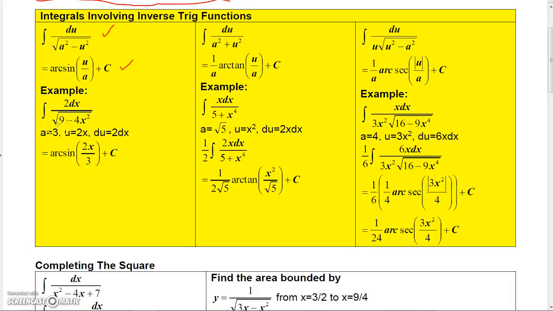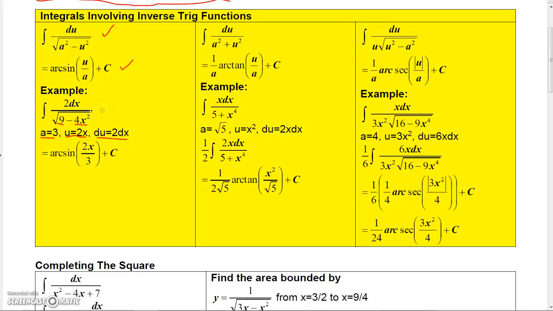Now, notice here that the denominator has a square root, and 9. It doesn't have to be a perfect square, because even if that was 8, we could say a was the square root of 8. But a would actually be the square root of this constant, so a would be 3. Since this is 4x squared, we treat u as the square root of 4x squared, which is 2x. And if u is 2x, then du is pretty much locked in. Du has to be 2dx.